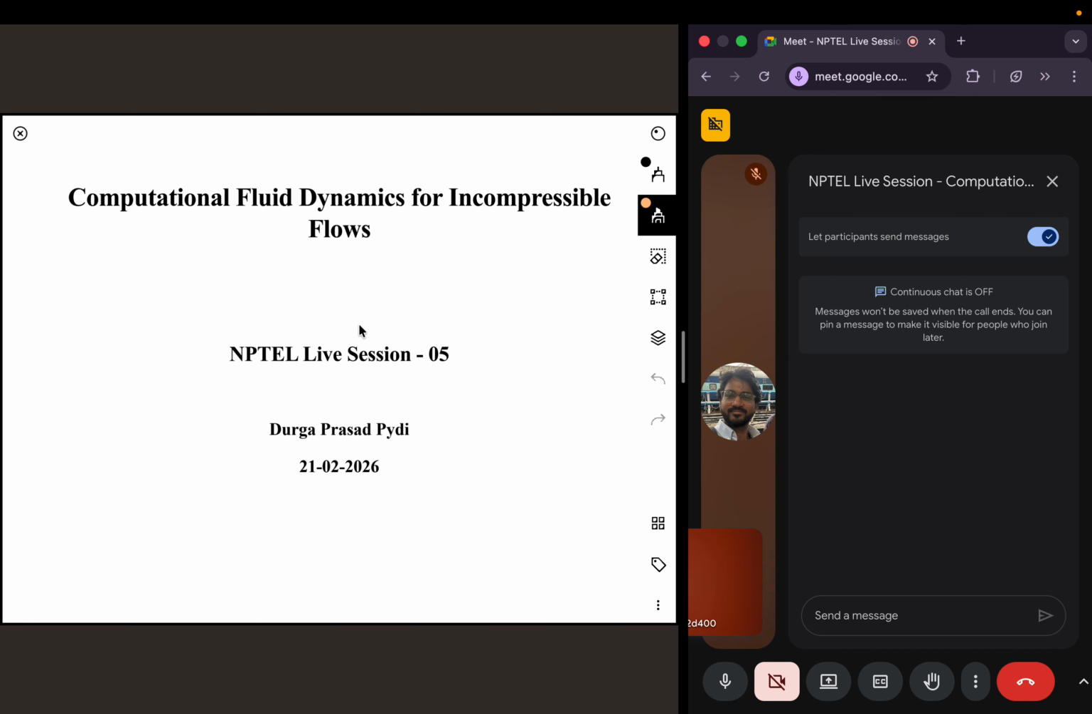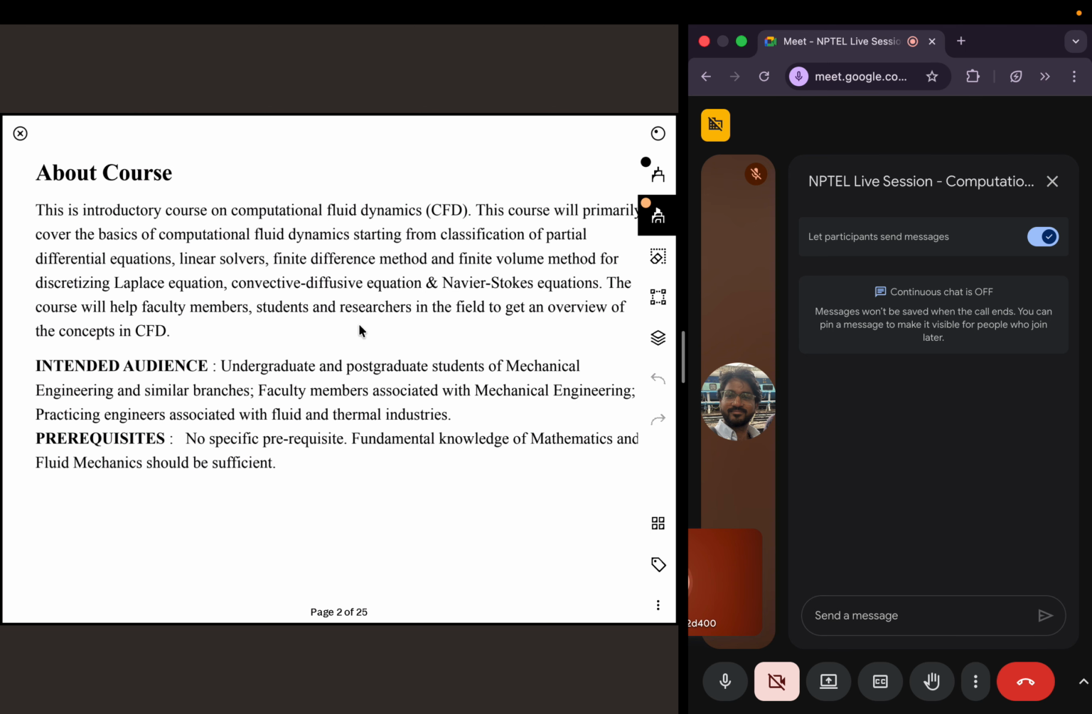Good evening all. Welcome to live session 5. To give a brief overview, this course is mainly intended as a finite difference method for CFD, and towards the end of the course we will discuss something called the finite volume method. The basic idea is to solve the diffusion and eventually the Navier-Stokes equation. The intended audience are undergraduate and postgraduate students from mechanical and even other departments, as long as you are trying to solve the same set of equations. Basic prerequisites are fundamental knowledge of mathematics and fluid mechanics.